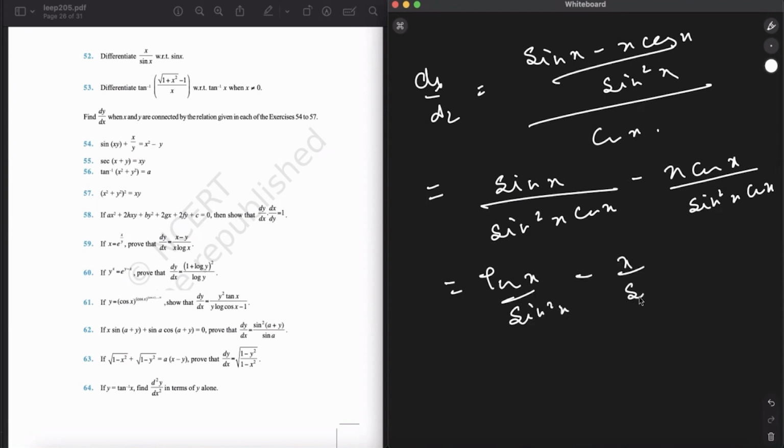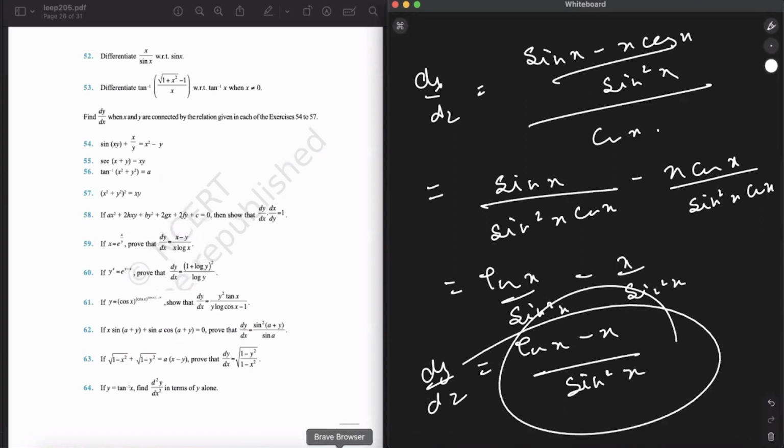So dy by dz is tan x upon sin square x minus x upon sin square x. This will be your answer.